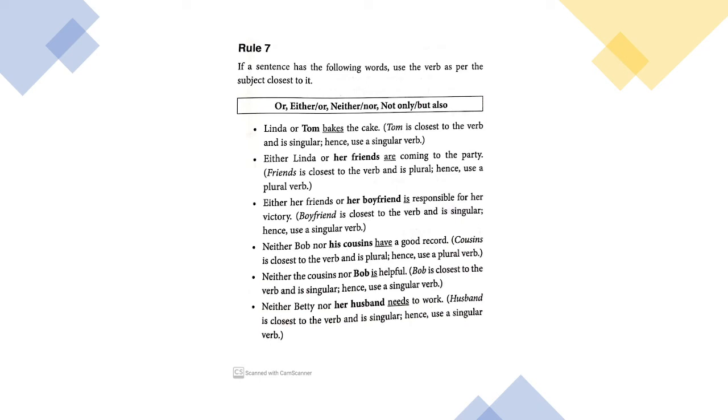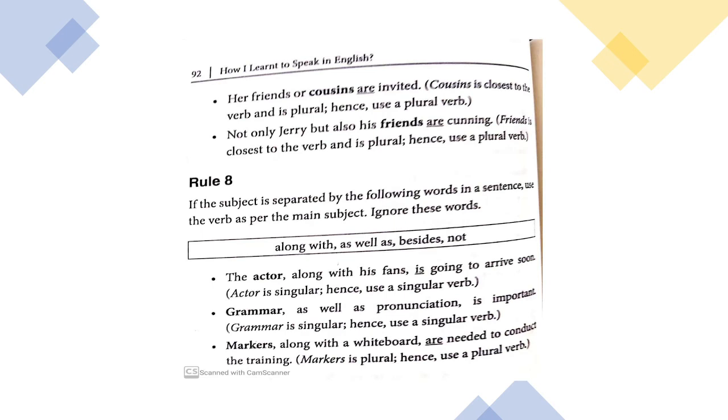Either her friend or her boyfriend is responsible for her victory. Boyfriend is closest to the verb and is singular, hence use the singular verb. Neither Bob nor his cousins have a good record. Cousins is closest to the verb and is plural, hence use the plural verb. Neither the cousin nor Bob is helpful. Bob is closest to the verb and is singular, hence use the singular verb. Neither Betty nor her husband needs to work. Husband is closest to the verb and is singular, hence use the singular verb.